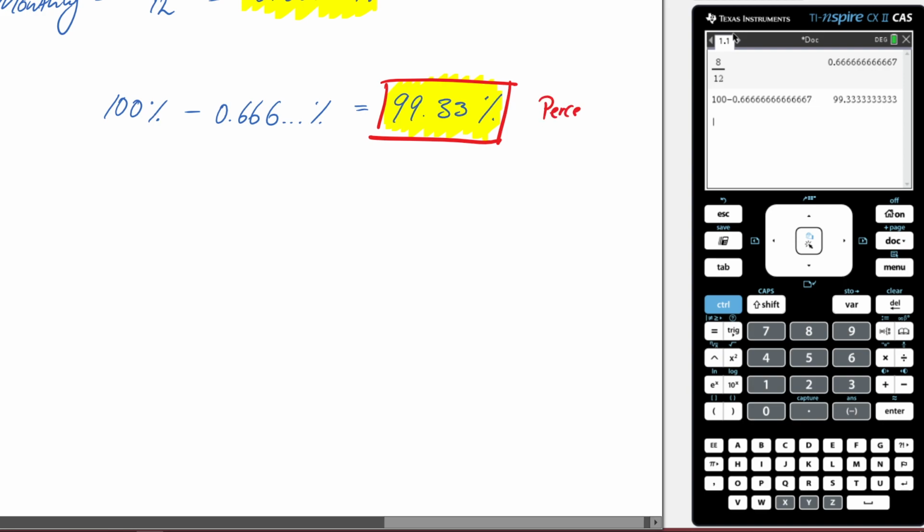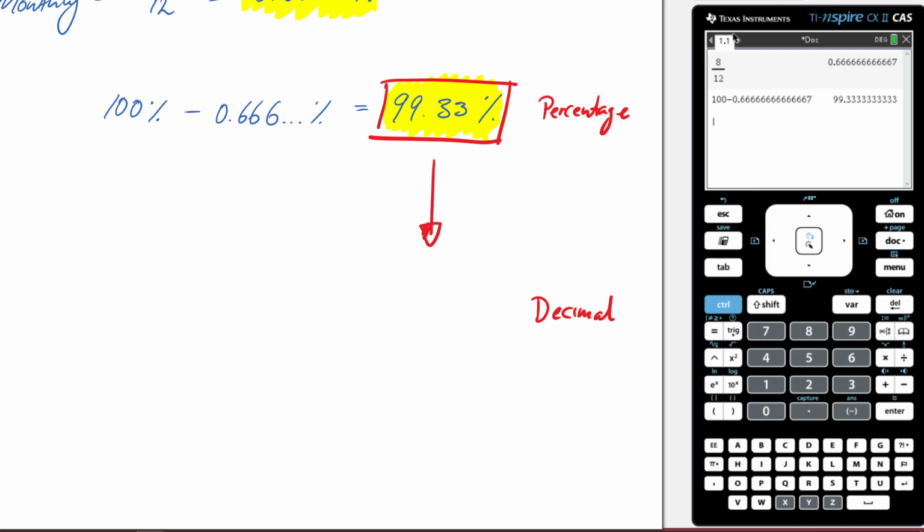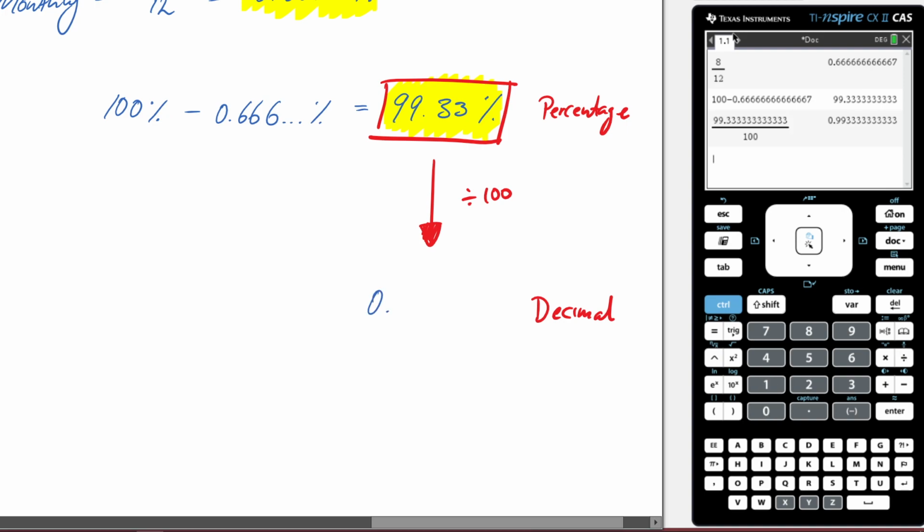What we now need to do is say, hey, I really don't like percentages, because this is a percentage. What I want to turn it into is a decimal. How can I turn a percentage into a decimal? I divide it by 100. And when I do that, I'm going to end up with 0.9933. That's what it looks like.